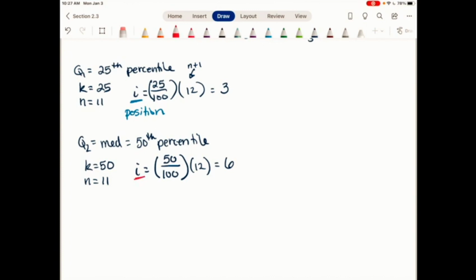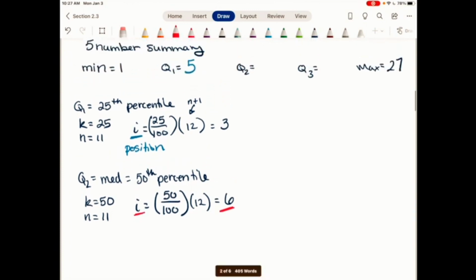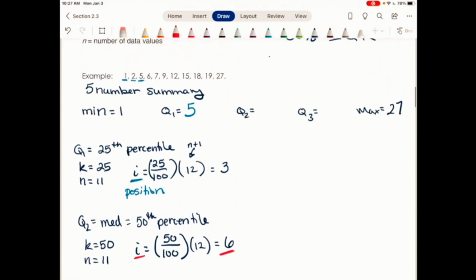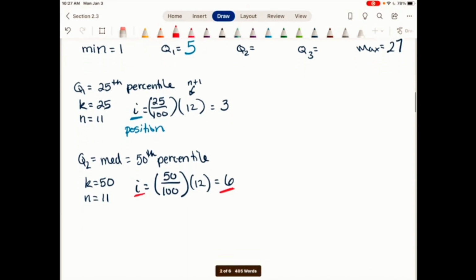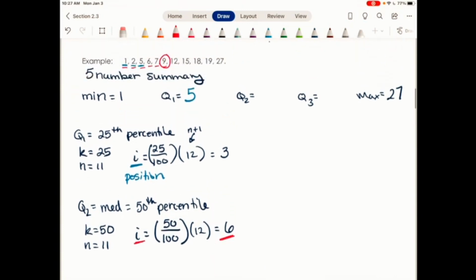So my median is going to be in the 6th position when I count over. So 1, 2, 3, 4, 5, 6. So my median is 9, which means that splits the data in half. So half the data is to the left and half the data is to the right. So I'm going to put down that my Q2 is 9.